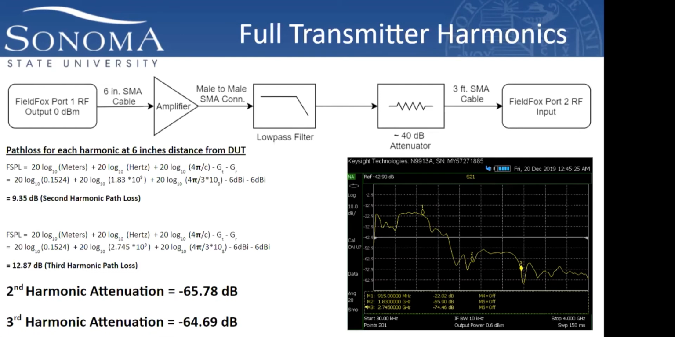Now, in order to calculate the full transmitter harmonics, we also had to account for free space path loss. We did this by calculating the free space path loss at about 6 inches distance from our device under test. This was in accordance to our engineering requirements. We calculated that the free space path loss at the second harmonic was about 9.35 dB, and with the same measurement at the third harmonic, it was about 12.87, meaning that the total harmonic attenuation at the second harmonic was about negative 65.7, and at the third harmonic was about negative 64.6.